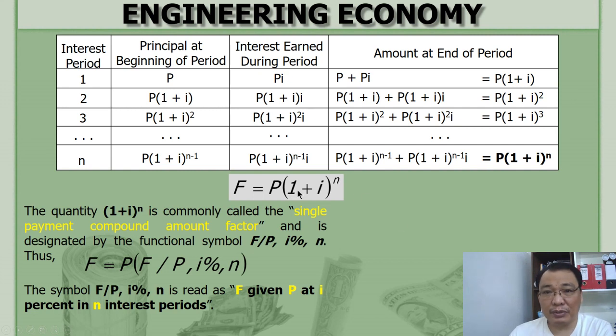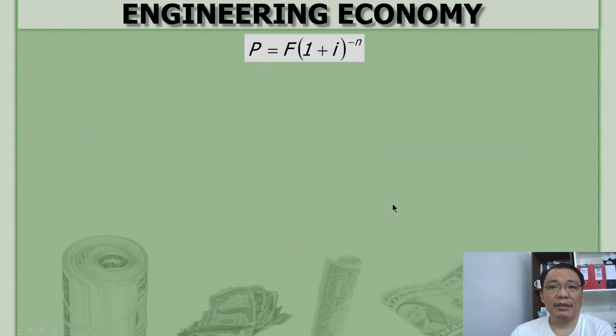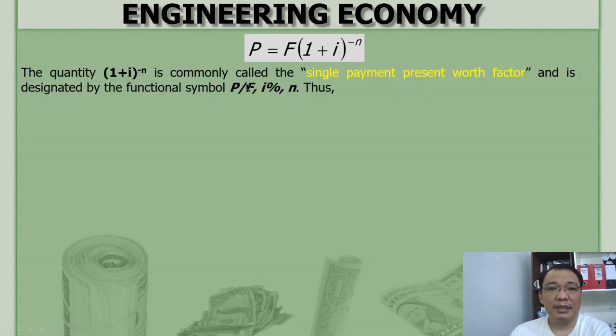So, the other expression, if you want to solve for P, is this: P is equal to F times the quantity 1 plus i raised to negative n. And the quantity 1 plus i raised to negative n is commonly called the single payment present worth factor. Present worth, meaning present value. It is designated by the functional symbol P slash F, i percent, n.